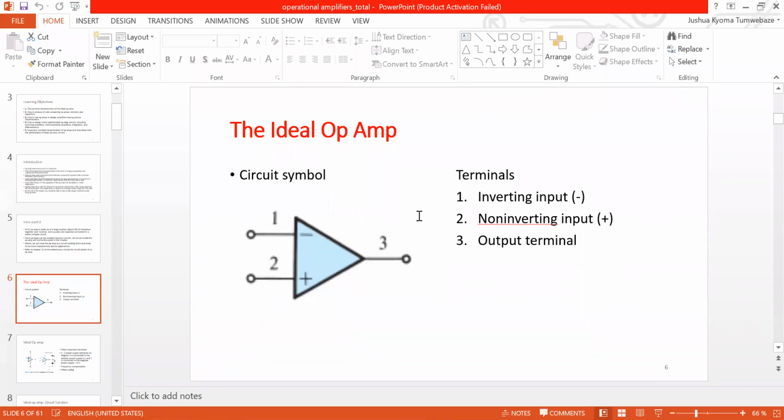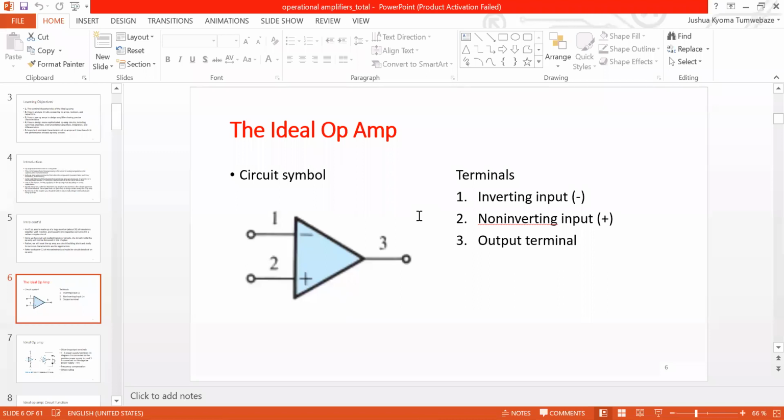If you've looked at chapter 1 of Microelectronic Circuits, and I encourage you to, it will give you an overview of amplifiers and the terms used. When we talk about voltage gain, current gain, what do we mean? These are things which you should review in chapter 1.